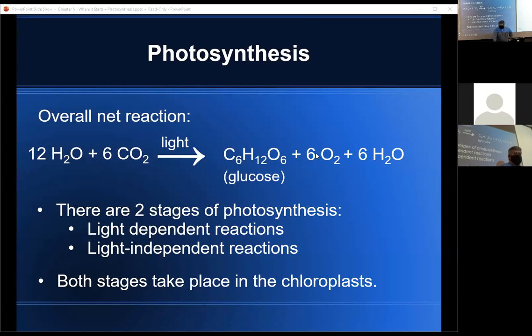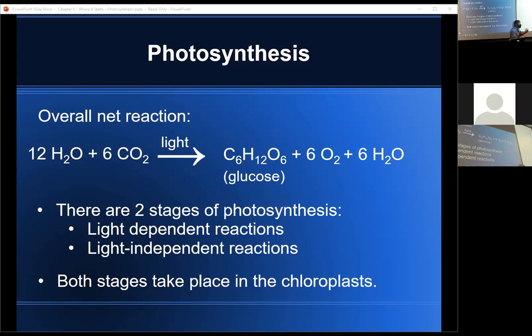Okay, so why don't we start here with the overall reaction. The overall reaction of photosynthesis is taking 12 H2O plus 6 CO2 plus the energy from light and making glucose, oxygen, and 6 H2O, okay? So again, this is a biosynthetic reaction.